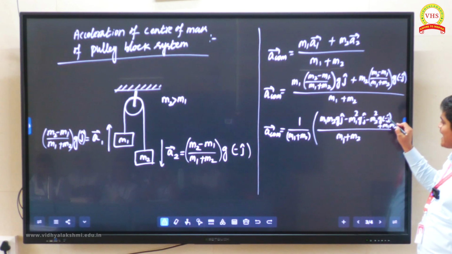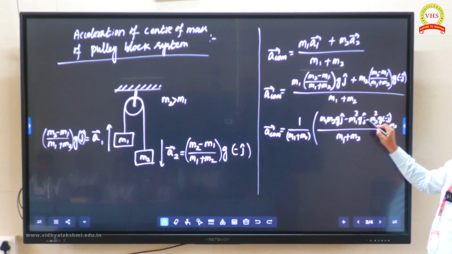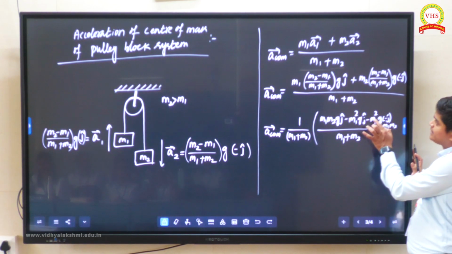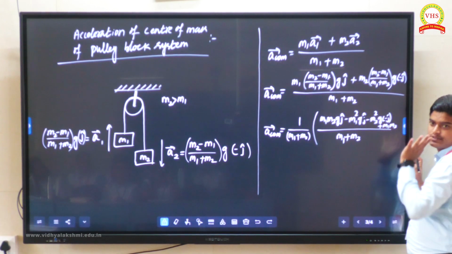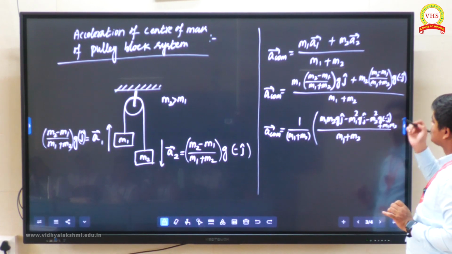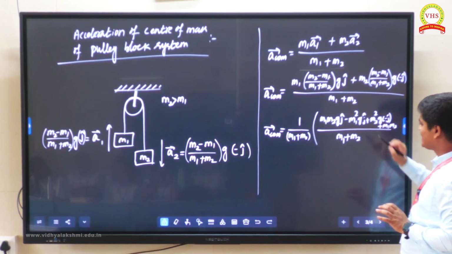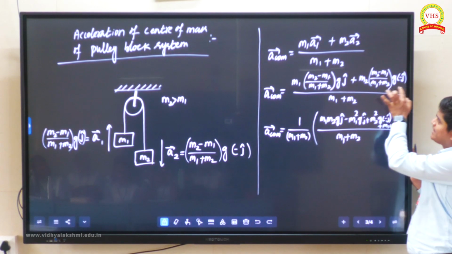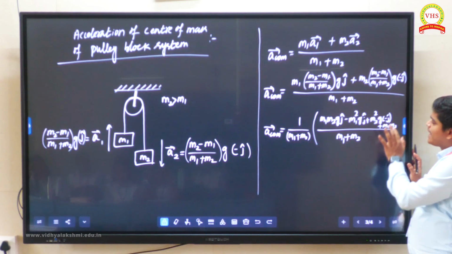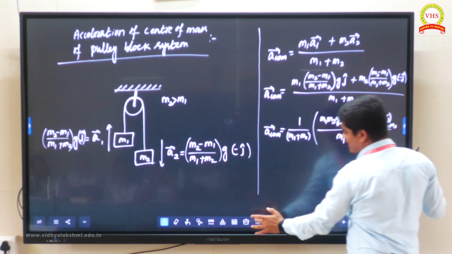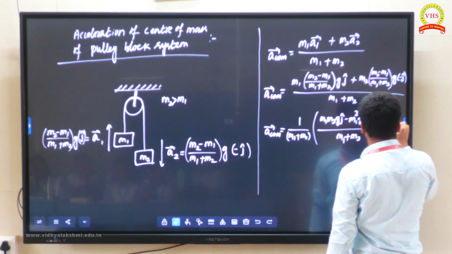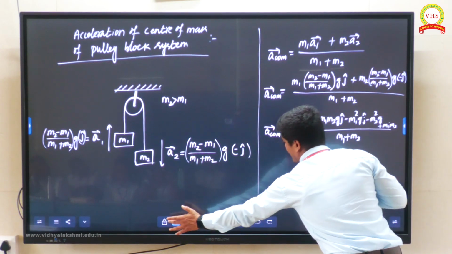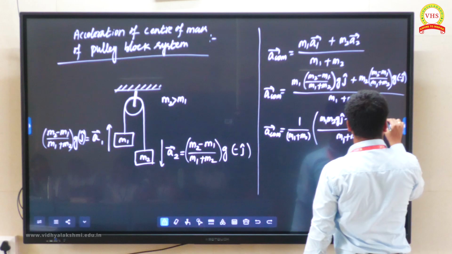If you write here j cap only, then it will be minus. If you are not writing minus here, then here you have to write. Whatever you do, you do. If I am writing plus here, then m2 square g minus j cap. And if I am taking minus here, what can I write? This one will be only j cap. I want to keep it like that only. That is the reason I changed.